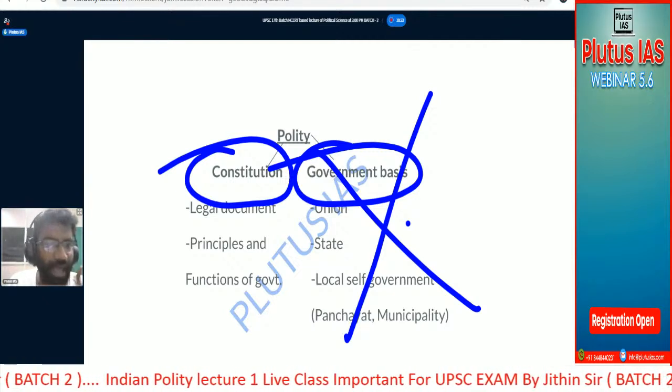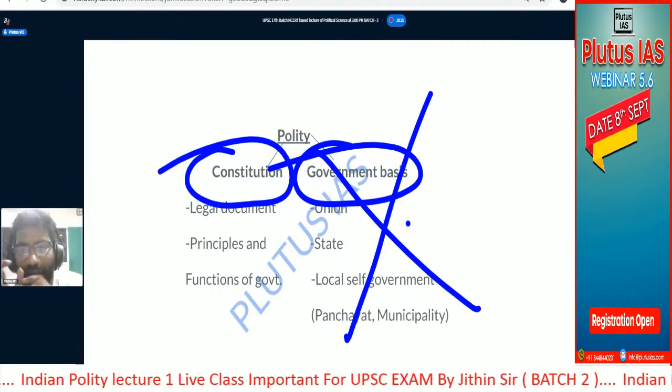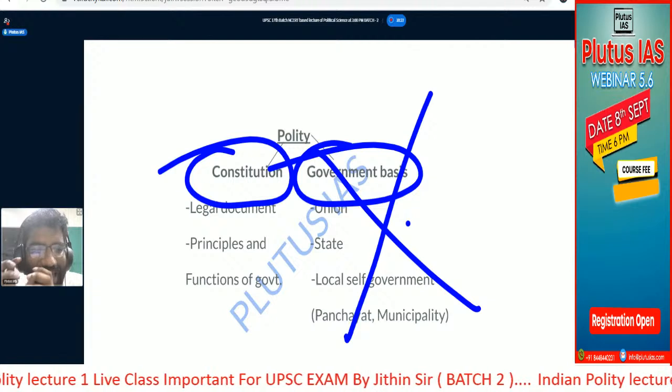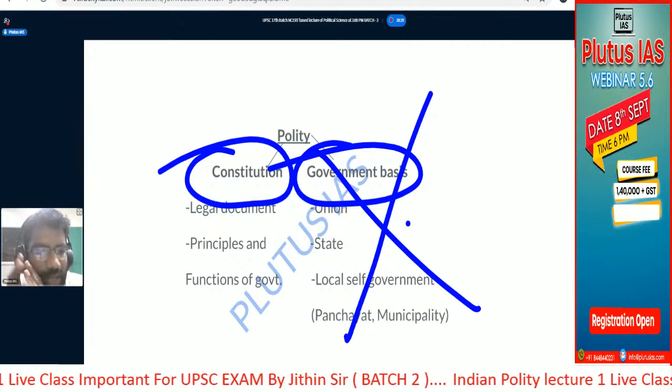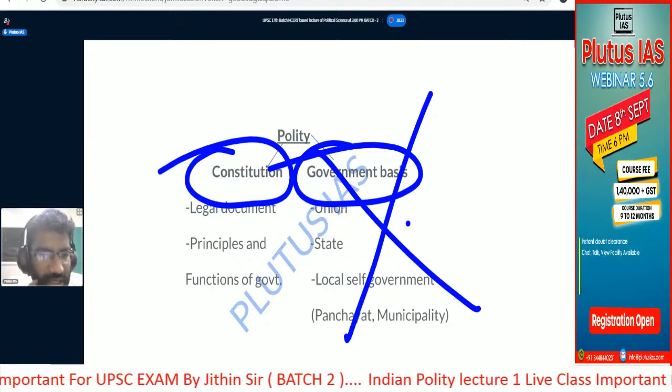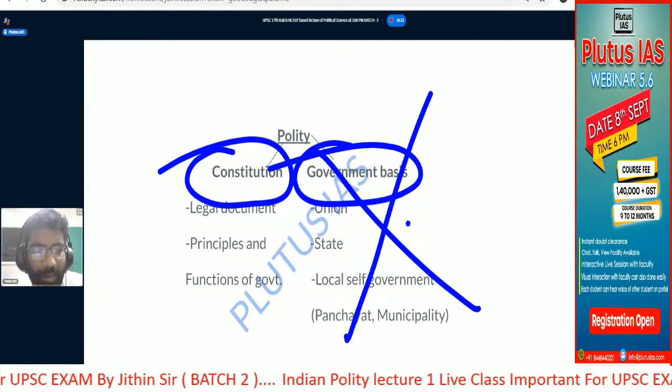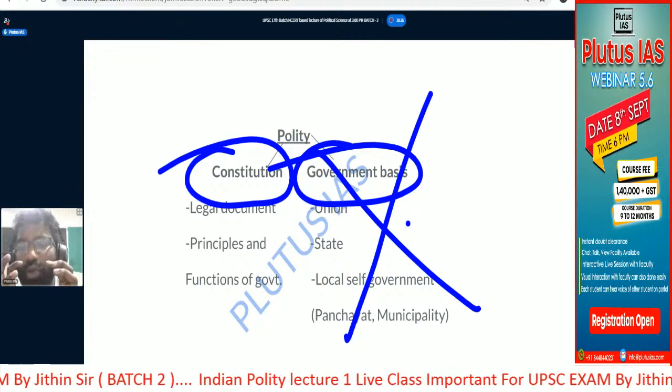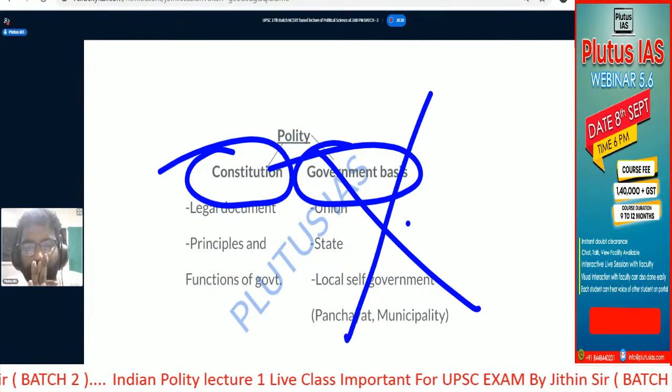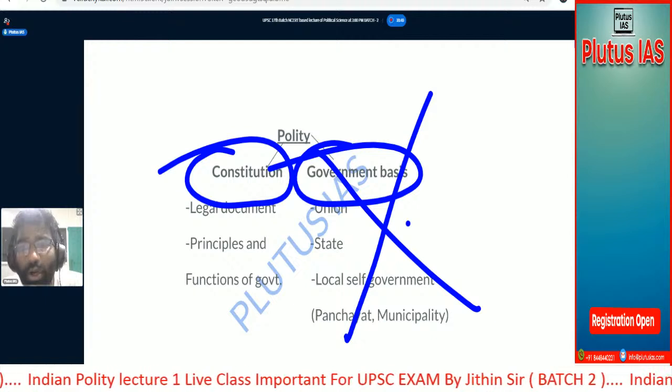Only one person has answered it right, the exact statement as Ruxana. Just wait, Ruxana, this is bookish language. I don't want bookish language. See, constitution is a legal document. What do you mean by legal document?